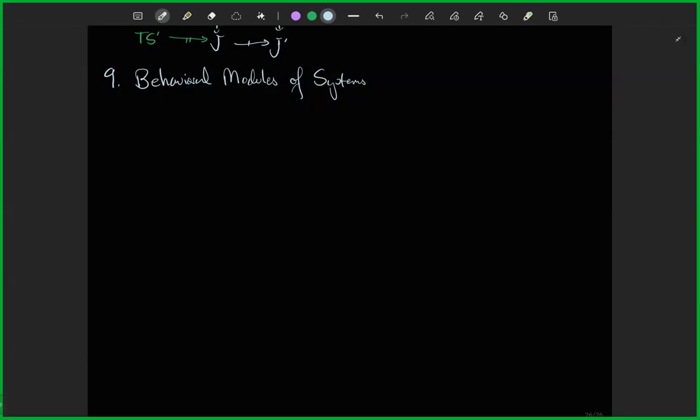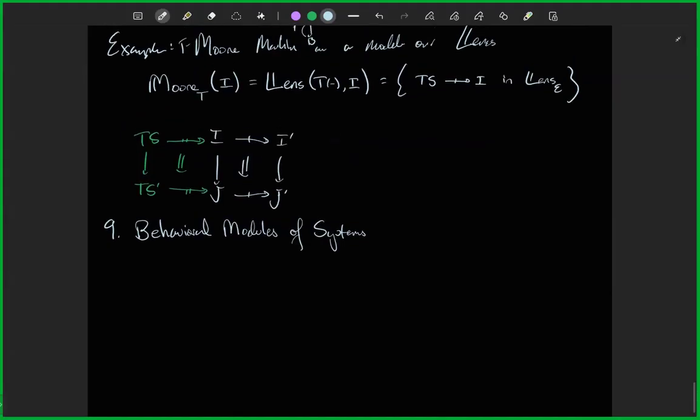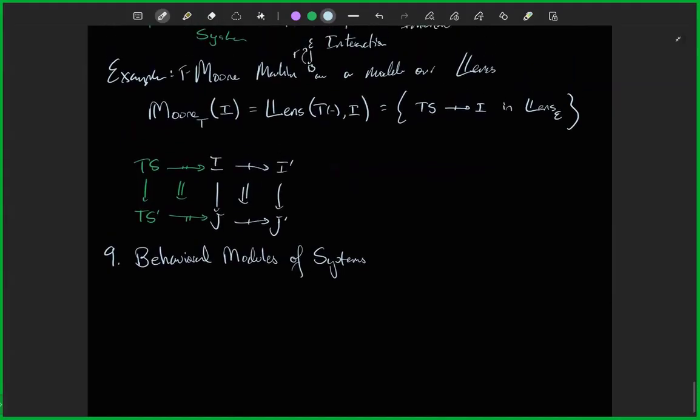Today we're going to continue looking at these loose right modules of systems. Last time we saw this example of having these diagrams. We have more machines of a certain sort defined by this so-called tangency. And we looked at how you got a module of these systems acted on the right by lenses.